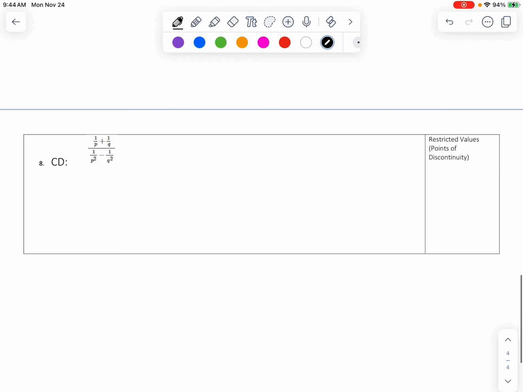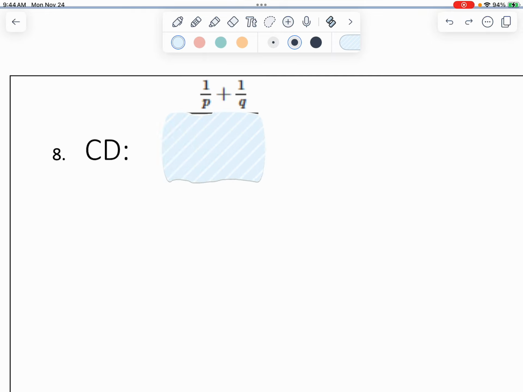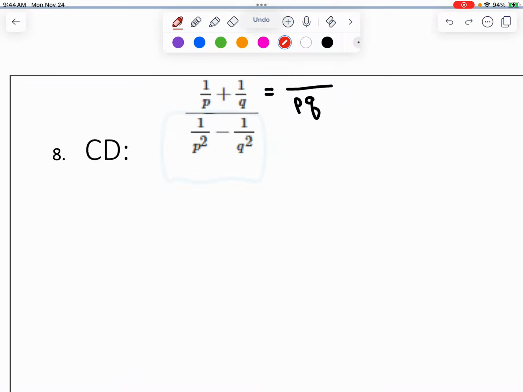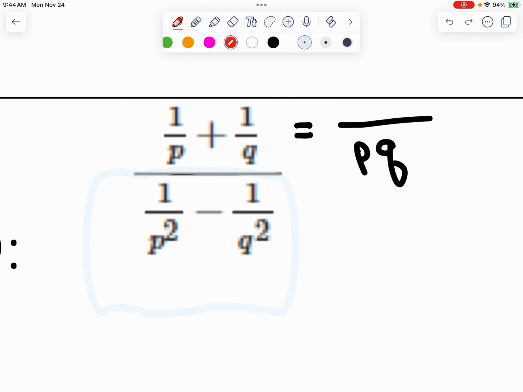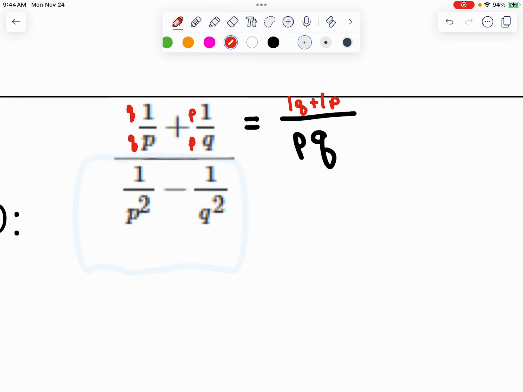Okay, number 8. Again, we do this little ticker tape thing, so we don't see your denominator at all. The common denominator up here is a P with a Q. This one needs a Q. This one needs a P. So when you bring it over, you get 1Q plus 1P. I hope you know that doesn't combine, it doesn't distribute, and it doesn't factor, so that one's done.